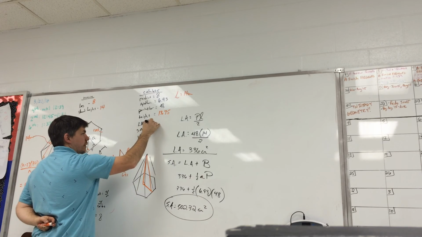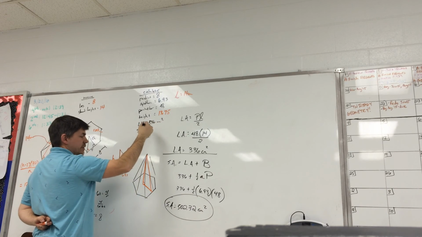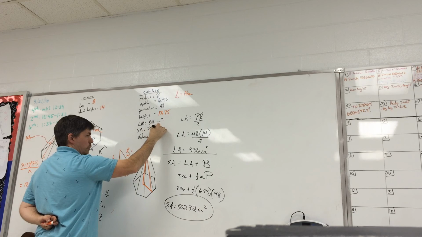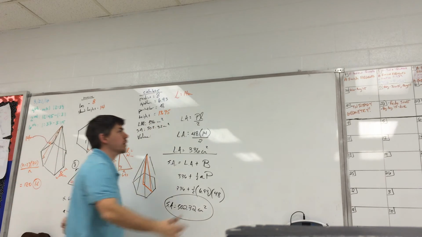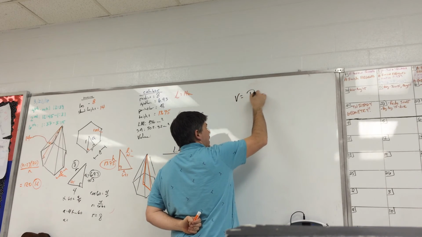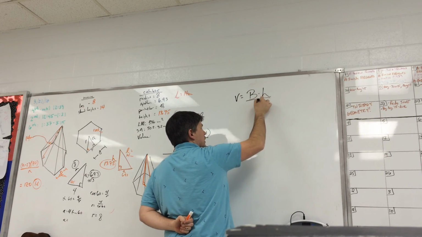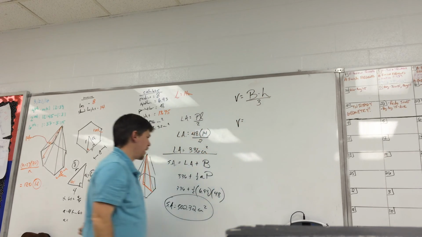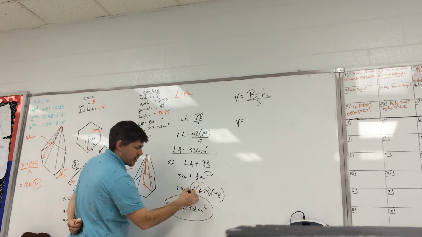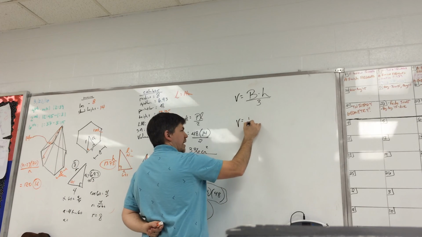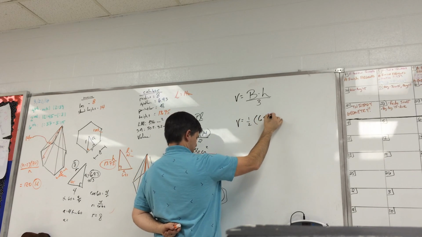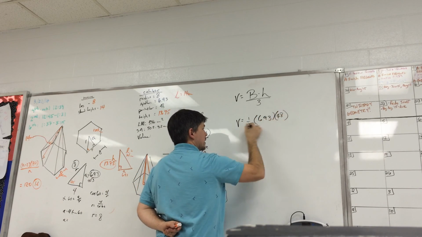How are we doing? Lateral area was 336 centimeters squared. Surface area, 502.32 centimeters squared. How do I do volume? What's the formula for volume? Area of the base times the height divided by 3. How do I find the area of the base? Isn't it right here? Okay. So that is 1/2 of 6.93 times 48, divided by 3.